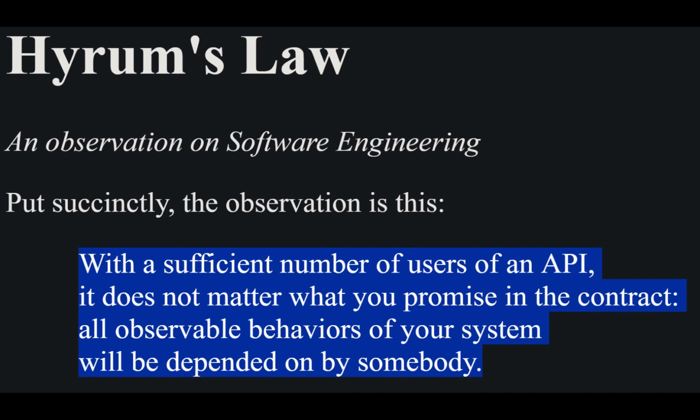This is an observation which says that when an API is used by a sufficient number of users, by a very large number of users, it doesn't matter what is promised in the contract of the API. All observable behaviors, even internal implementation details of this API, will end up being depended on by somebody. And this typically happens with very basic low-level APIs that are depended upon by thousands or millions of programmers. And with that many use cases, every tiny internal implementation detail ends up escaping, so to speak, in terms of performance or behavior, and ends up being depended upon.